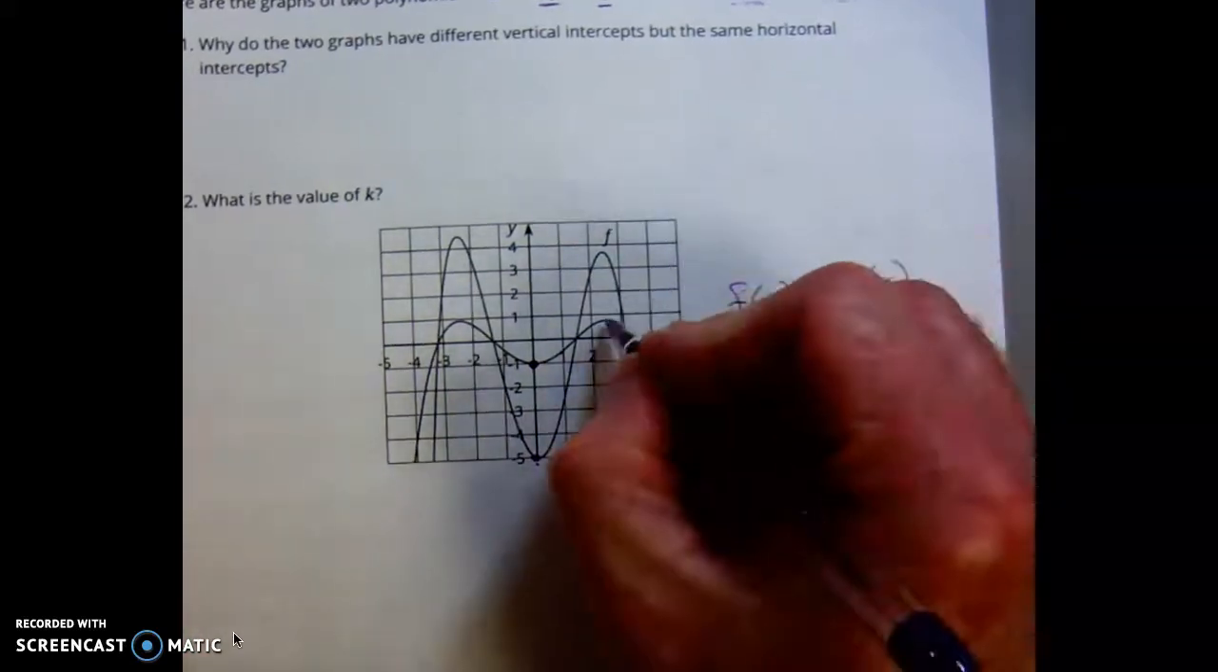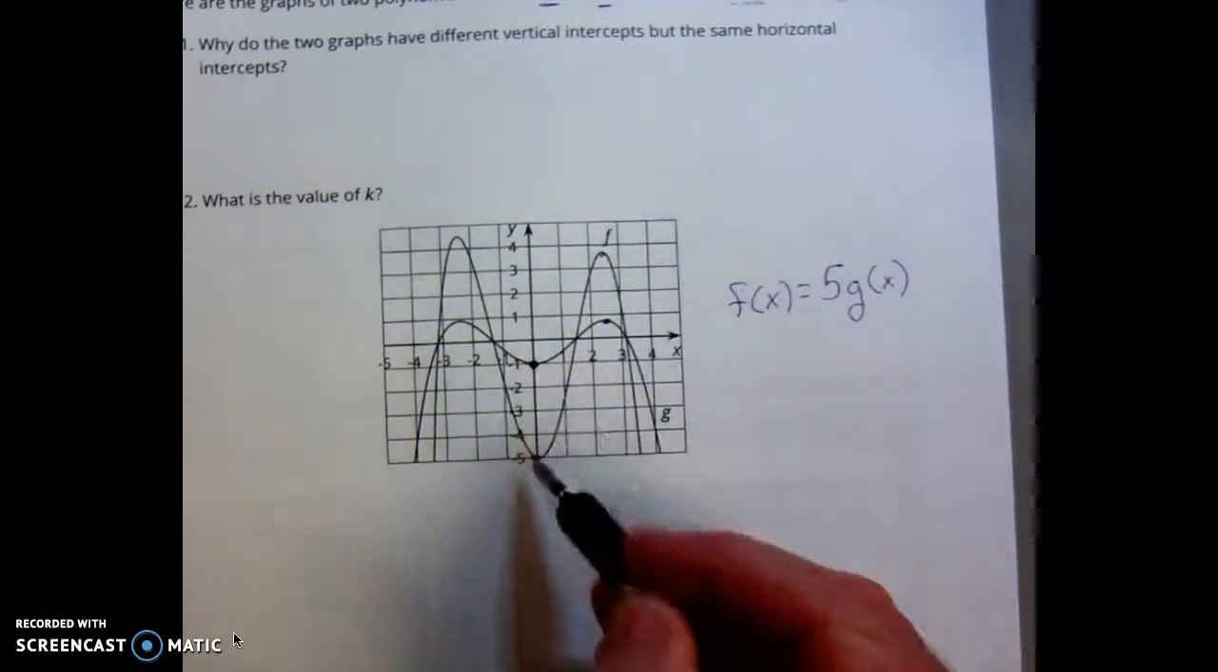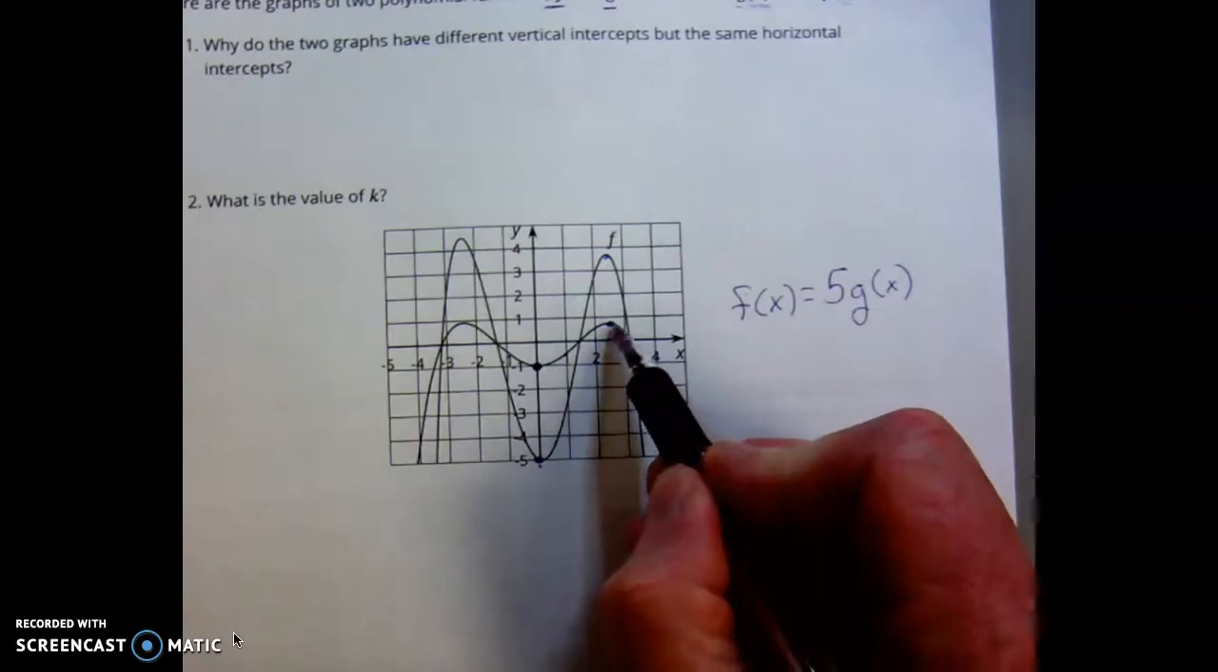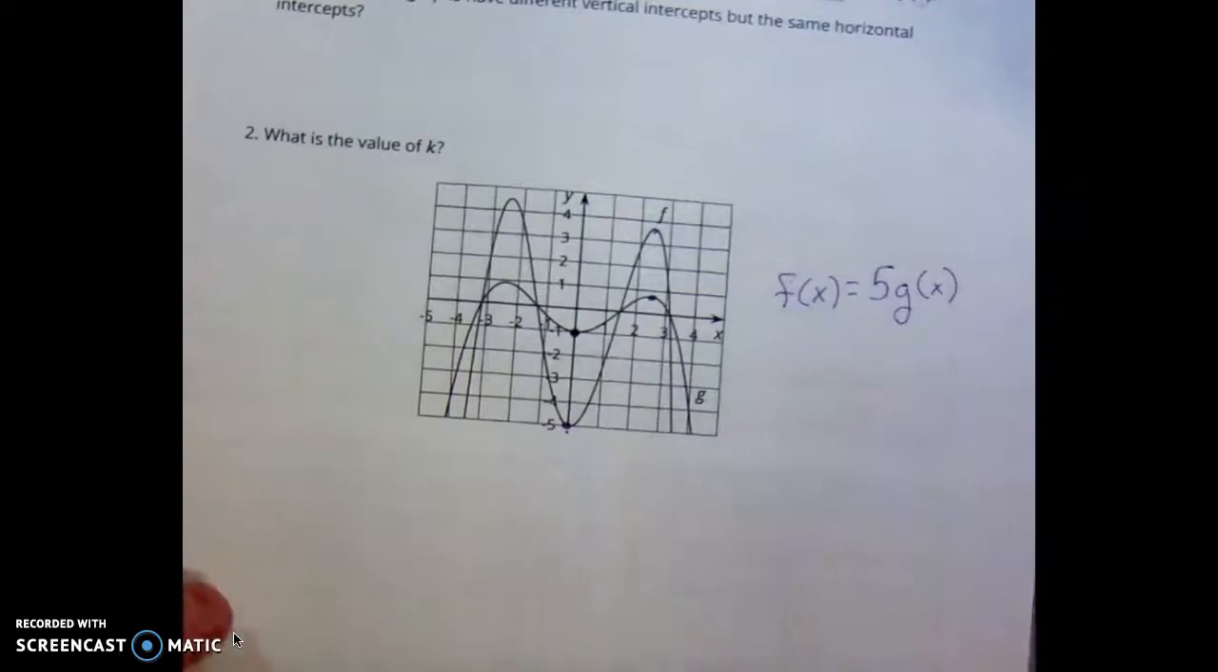I could see the same thing, pick a different set of points. Those aren't quite as easy because they don't hit on nice points. But this is like, what, 3/4 times 5? Okay, that's about right. Okay?